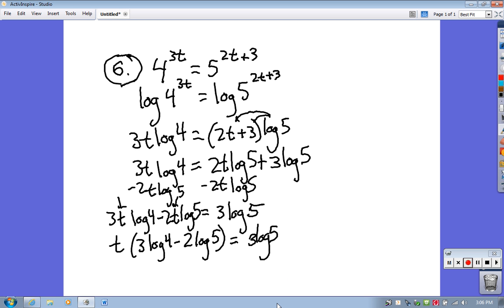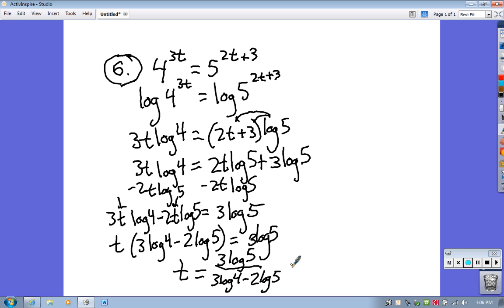And now, remember this, each of these terms, like this 3 log 5, this 2 log 5, this 3 log 4, these are all just numbers. So I have t times some number equals some other number. So what I can do now is divide both sides by 3 log 4 minus 2 log 5. On the left-hand side it cancels out, leaving me just a t. Now it's solved for t. On the right-hand side, it's 3 log 5, again just a number, divided by 3 log 4 minus 2 log 5.